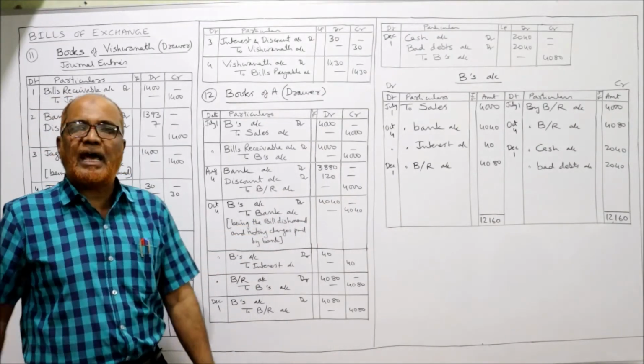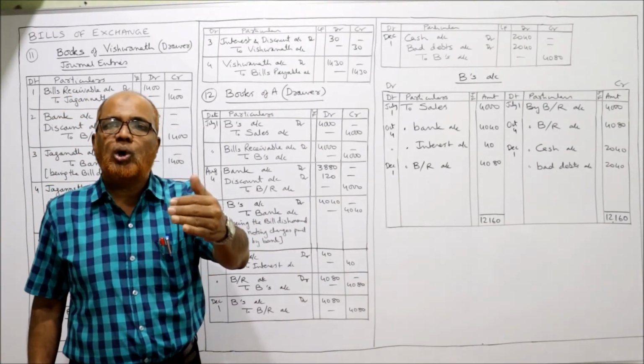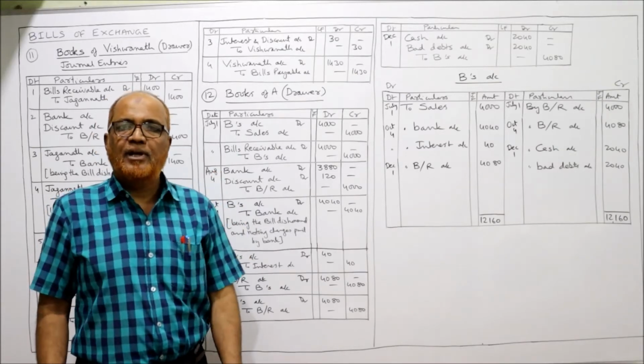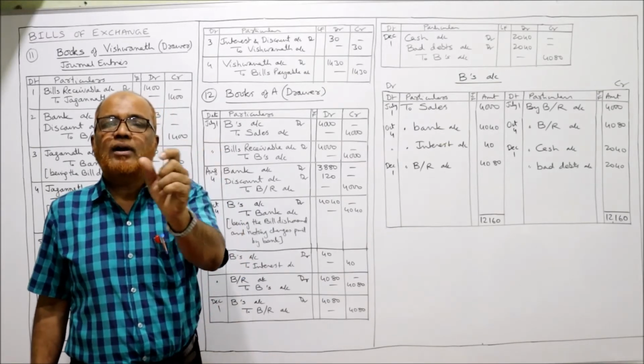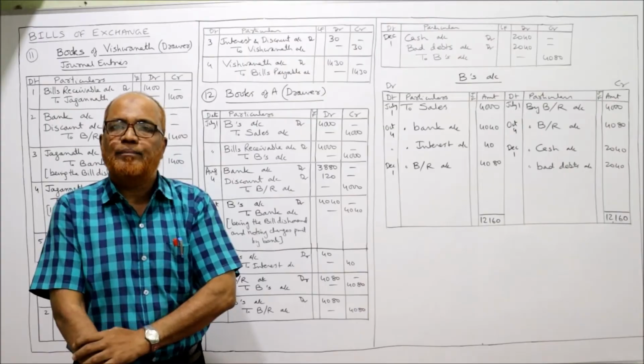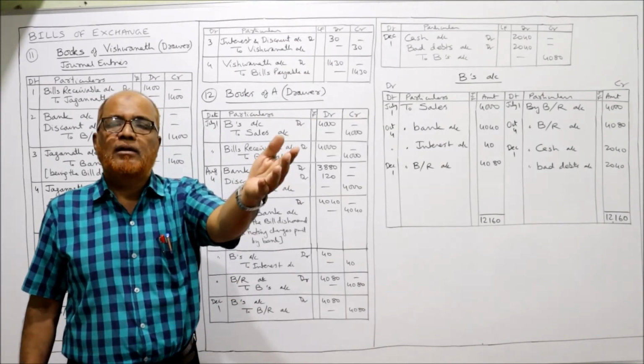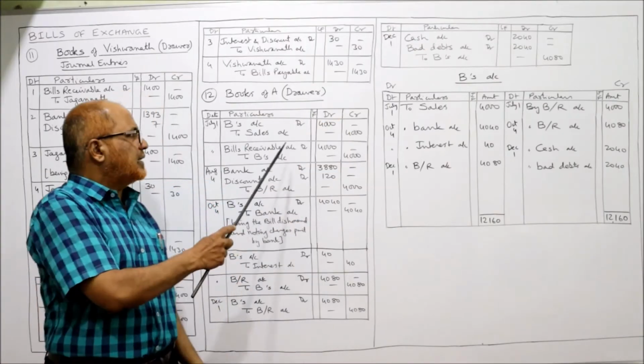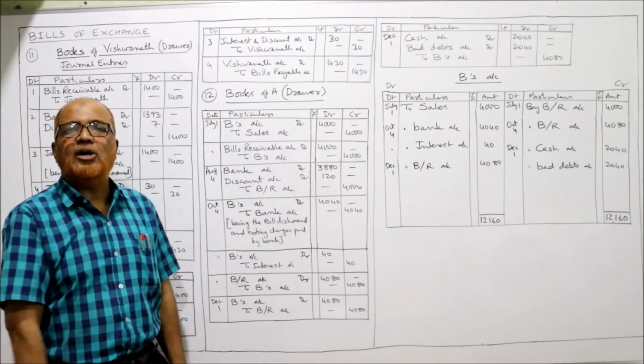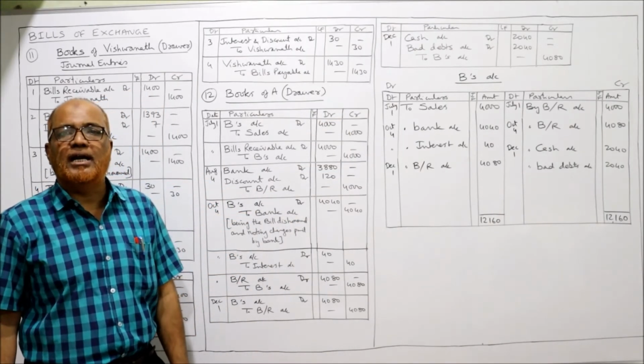First, on July 1st, A sold goods to B. The entry will be B's account debtor to sales. It's a credit sale, not a cash sale. A sold goods to B. B's account debtor to sales, 4,000. Being the goods sold on credit.